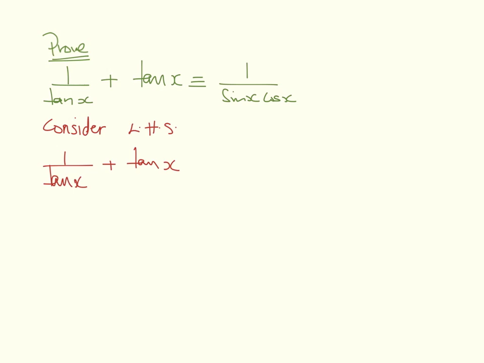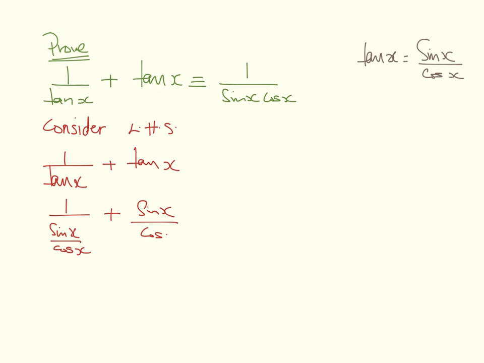So on this side, I'll remember one of our identities says that tan x is sine over cos, so I'll put that over here, and I'm going to say tan x is sine x over cos x. So now that I know that, I'm going to replace my tan x with sine x over cos x. So I'll get 1 over sine x over cos x plus sine x over cos x.